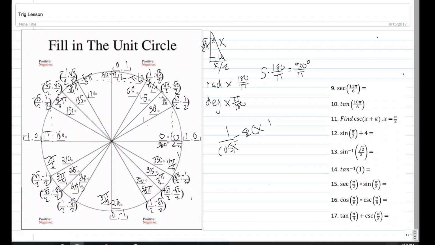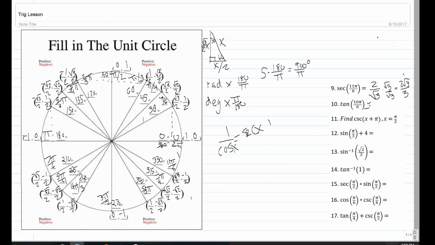So all I have to do is 1 over the cosine of 11 pi over 6. I go to 11 pi over 6, I look at the x value, it's root 3 over 2. And so this is 2 over root 3. Now, in some places they say you shouldn't have a square root in the bottom. You should rationalize your denominators. In that case, we just multiply by root 3 over root 3. And we get 2 root 3 over 3.